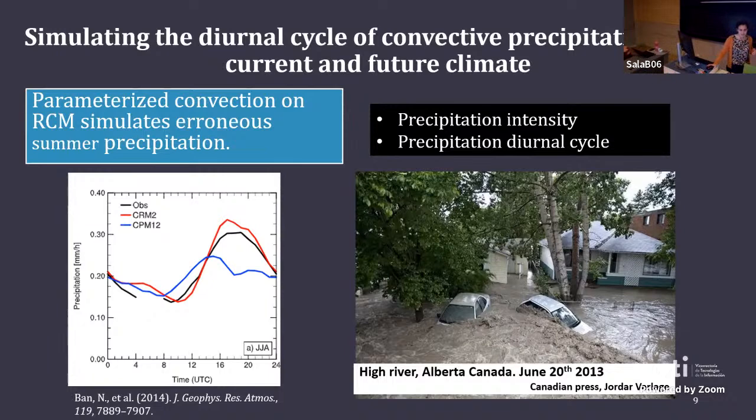You see that the black line, which is observations in this plot, has a maximum around 5 p.m. And then the other two lines, the red and the blue, are models. The blue one is a regional climate model that runs at 12 kilometers with parameterized convection. And it's clear that it cannot capture that maximum during the afternoon, right? And then the other simulation in red is the convection permitting at 2 kilometers, and it got it right. So that's what I was looking at in North America.